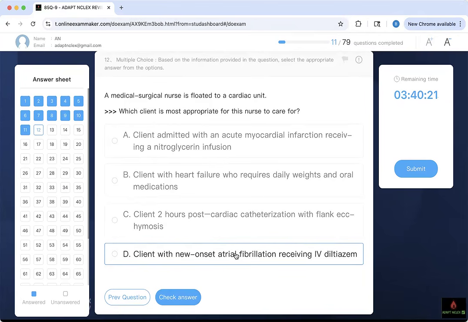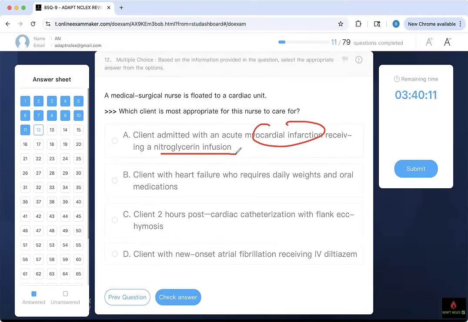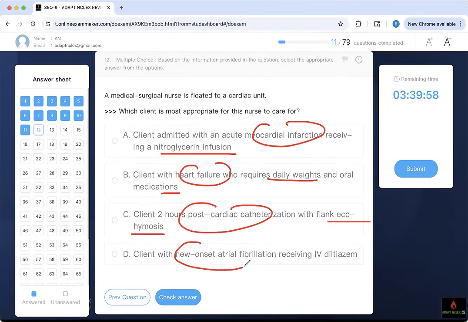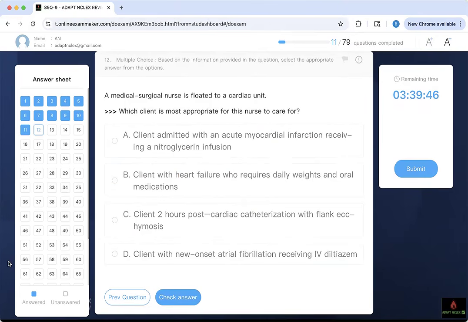I can tell you. Let's break down the answer choices first before I tell you that, so that you can pick one. Now, admitted with MI, receiving high maintenance medication. I have CHF, all I need is a daily weight and oral medication. I have cardiac catheterization, but frank ecchymosis is not good. New onset AFib, I have diltiazem. That's a drip. The patient that is appropriate for the floater nurse is giving oral medication and checking weight. That is the easiest thing.